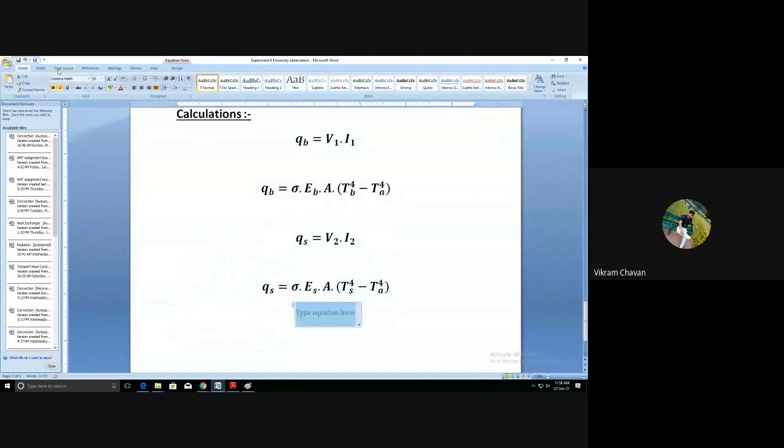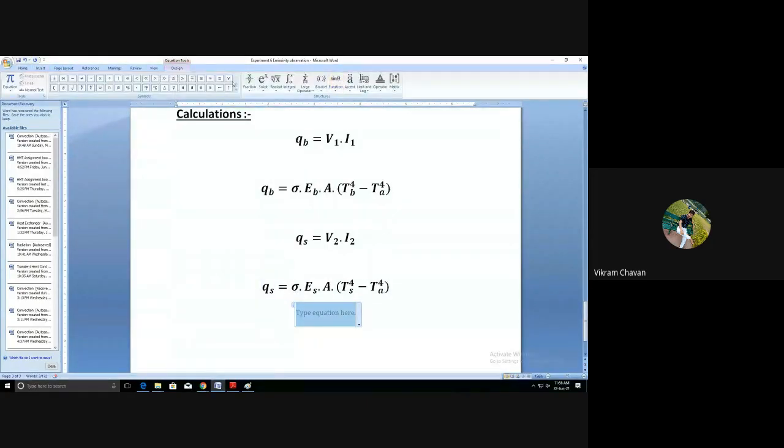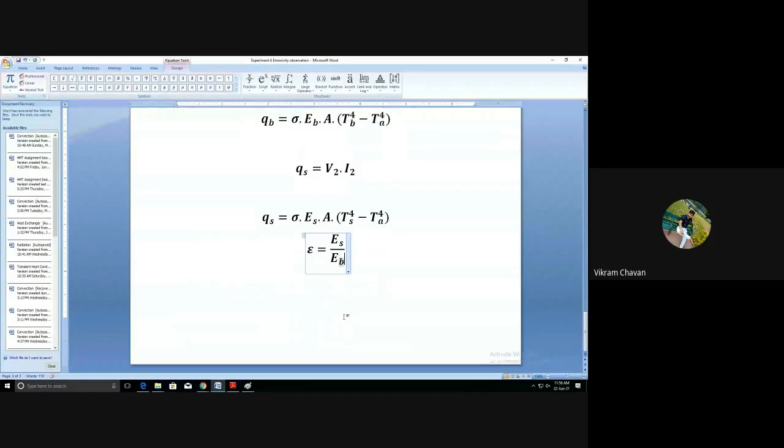Okay, so I'll write the equation. Final output will be in the format eta is equal to emissivity of a test plate, I will write E suffix S divided by E suffix B. Okay, and that will provide you the emissivity of that particular gray body.